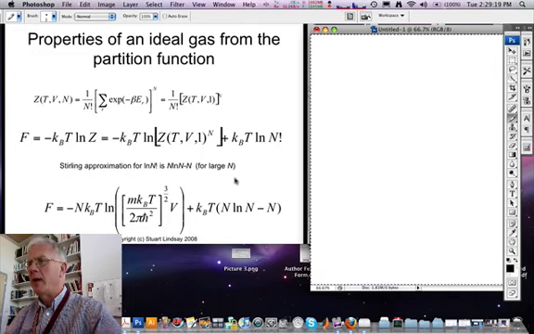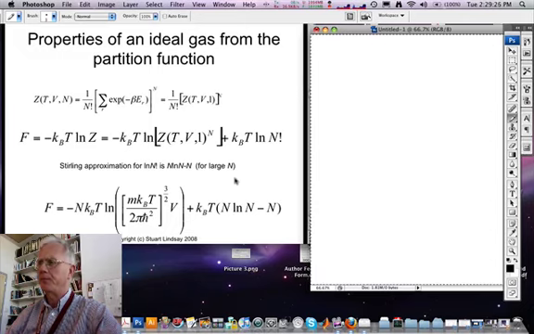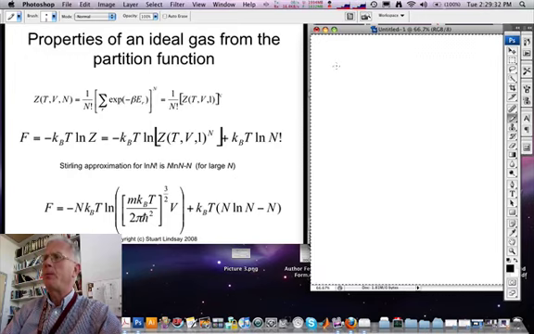We turn to derive some of the properties of an ideal gas from the partition function. On the slide you see the partition function for an ideal gas, which is just the single particle partition function raised to the Nth power and then corrected for overcounting by this factor 1 over N factorial.